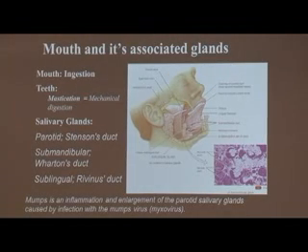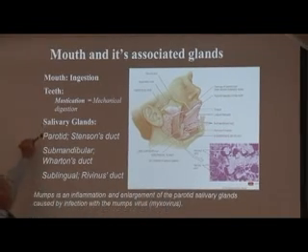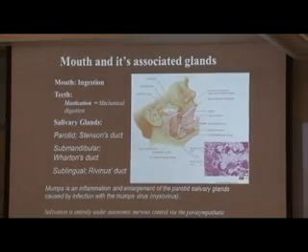Okay, so when we're thinking about the process of ingestion, we use teeth to bite material off and to process material, break it into chunks. So that process is called mastication. So the process of chewing is technically called mastication. And it is a process involved with mechanical digestion.